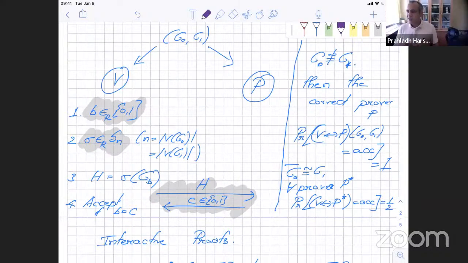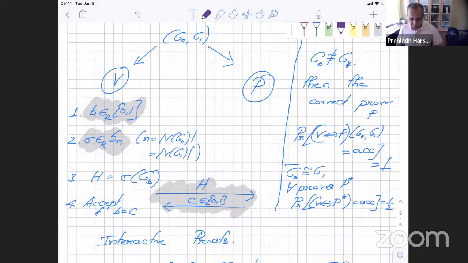It's half, but you can just repeat this a constant number of times. You can repeat it and make the 2/3 go close to 1 and the 1/3 go close to 0. You can just repeat the whole thing again and again. So half can be made 1/4 if you just do it twice. You do a 2-round thing. You send this, you return C. Now you pick another H prime in the exact same fashion. What's the probability that in both cases you could have been fooled? It will be 1/4.